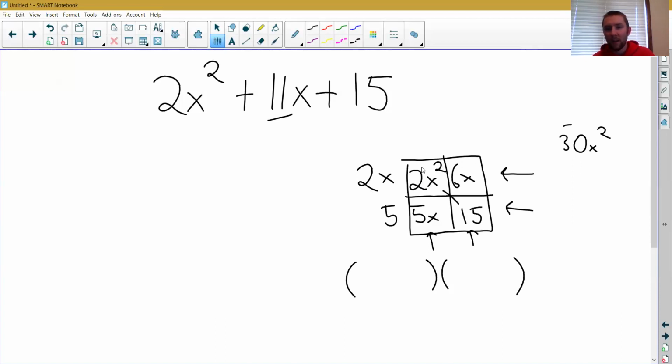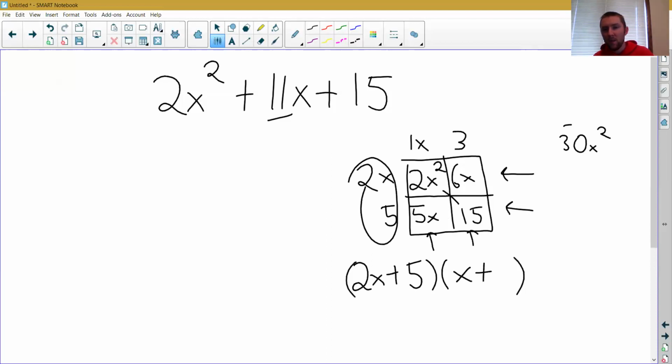2x squared and 5x. 2 and 5 can only both be divided by 1. X squared and x can both be divided by x, right? They both have an x in them. And then 6x and 15, 6 and 15 can both be divided by 3. And they do not both have an x, so I don't get to take an x out of that. So that gives me my 2 factors, 2x plus 5 from right here, and x plus 3 from up here.